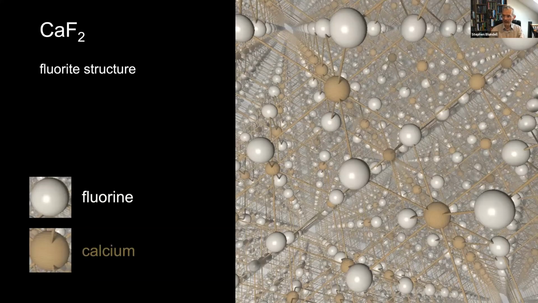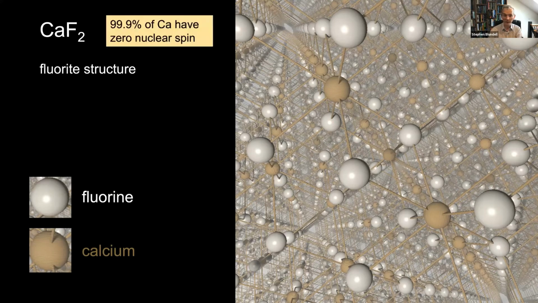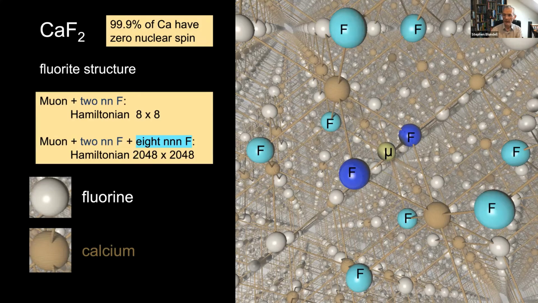Let's go back to something really simple again, calcium fluoride. I like this one because the calcium has no nuclear moment, so you only have to worry about the fluorines. And so if you take your muon here, it's between two fluorines, but actually what about the other fluorines? Now, if you start including your next nearest neighbor fluorines, you actually enlarge the size of your Hilbert space because each of these spins can be up or down. So in fact, you have a Hamiltonian, which is 2048 by 2048, but you can process that.